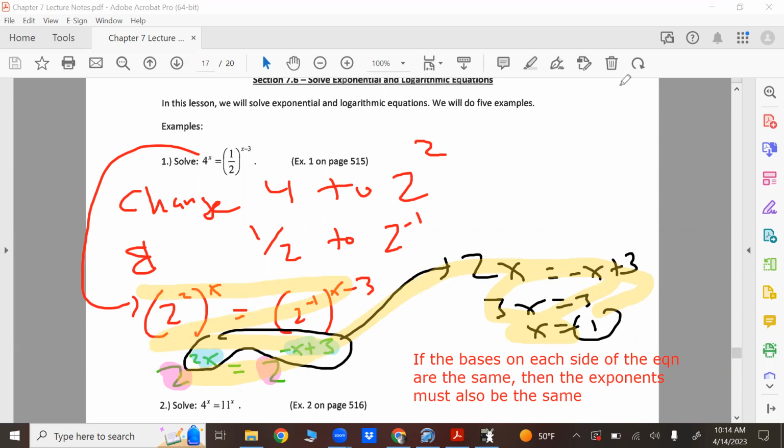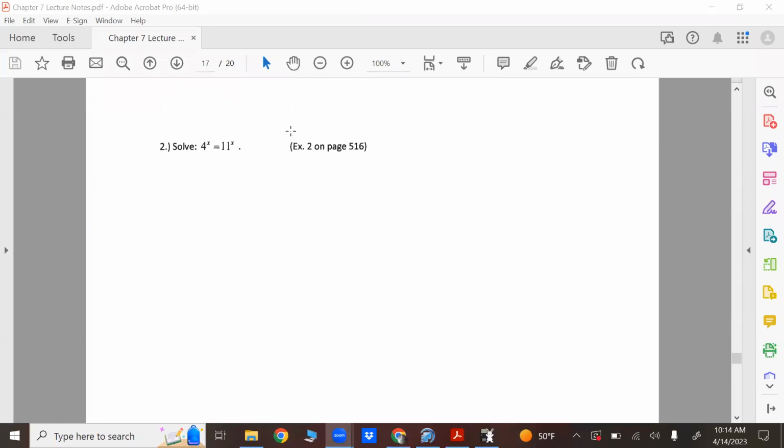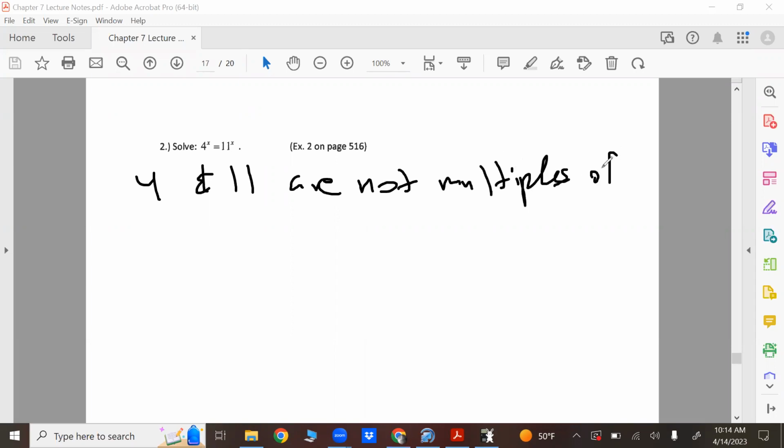For number two, unfortunately, I can't really change these bases, because 4 and 11 are not multiples of each other. With 4 and 1/2, I was able to change them to base 2. I can't really do that with this.